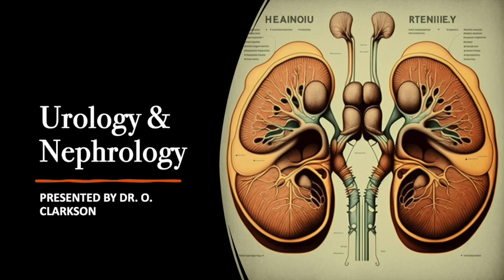So what do you see with chronic kidney disease? Decreased GFR. That's the major thing. And then, of course, azotemia.